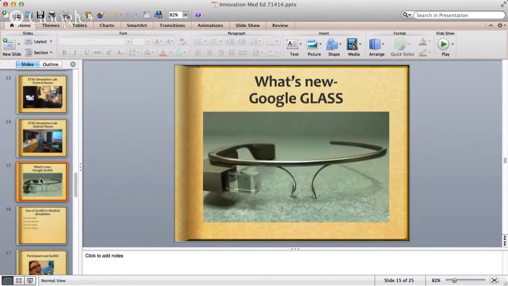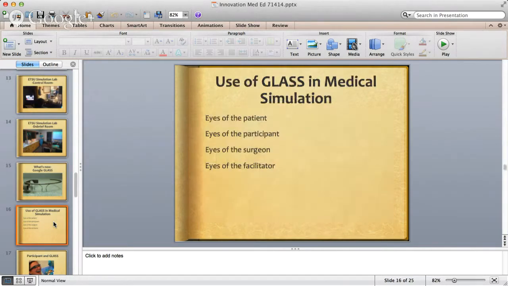So what we've added is Google Glass, and all your listeners are probably going to be fairly familiar with Google Glass, John, or do I need to describe it briefly? No, I think most people understand what it is. Maybe just its role in teaching by simulation, probably. That'll be the next slide then.